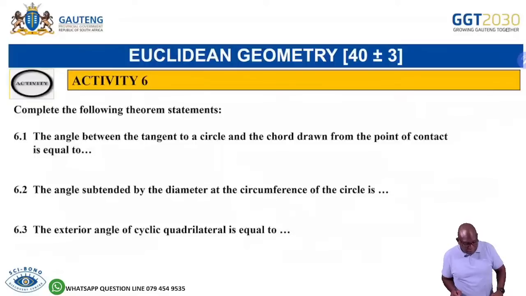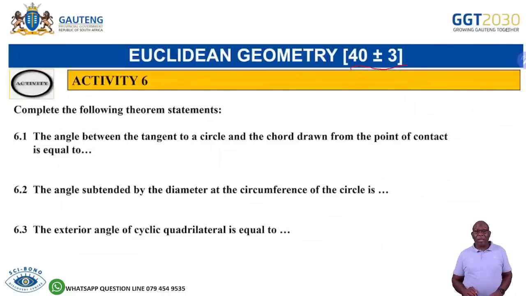Right, welcome back. Now, Euclidean geometry, we said it's 40 marks, 40 plus minus 3. Now, in Euclidean geometry, remember it will start from question 7. Right. One of the questions that they like in Euclidean geometry is asking you to complete the theorem statements. So you need to know all your theorem statements. Grade 11 ones on the circles and grade 12 ones.